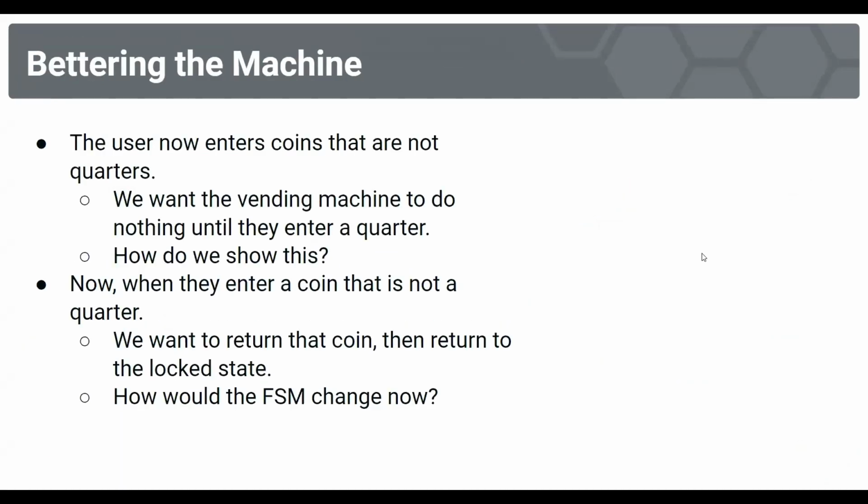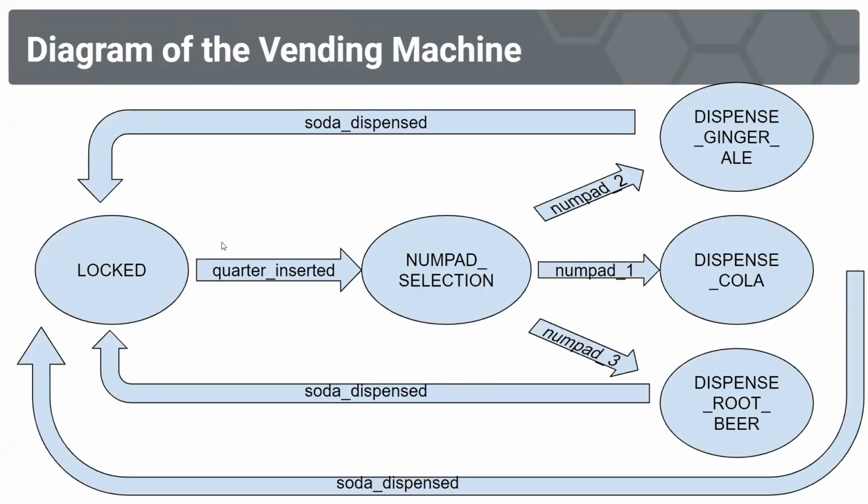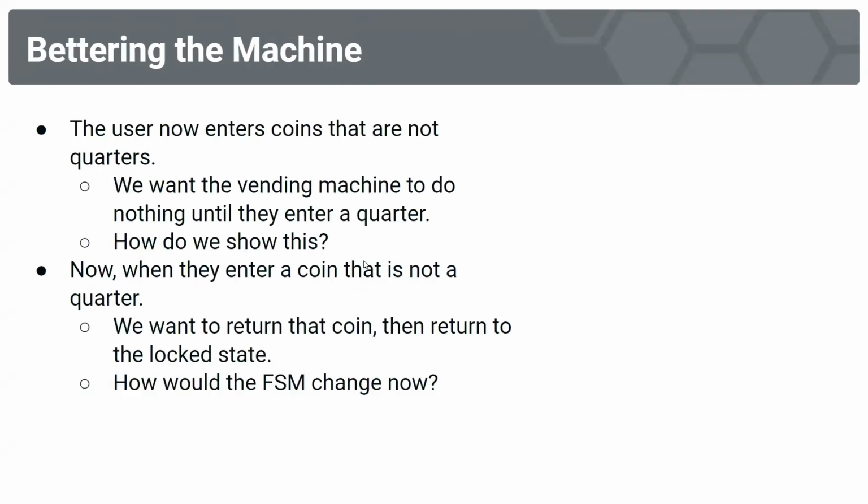So, okay, now let's talk about bettering the machine. So let's say that the user enters a coin that is not a quarter, and we want the vending machine to not do anything until they enter a quarter. How should we show this and how should we account for it? So already the FSM will only move on if a quarter is inserted. But if something is inserted that is not a quarter, then the FSM doesn't know where to move on to.